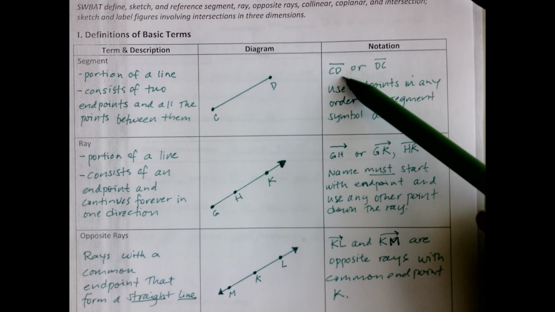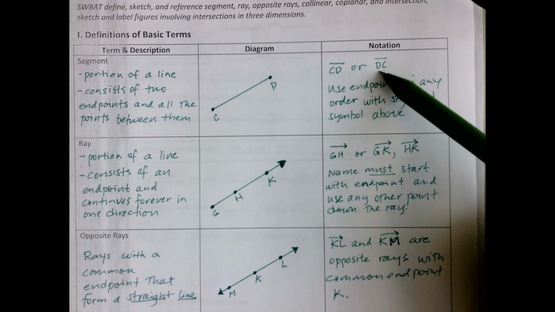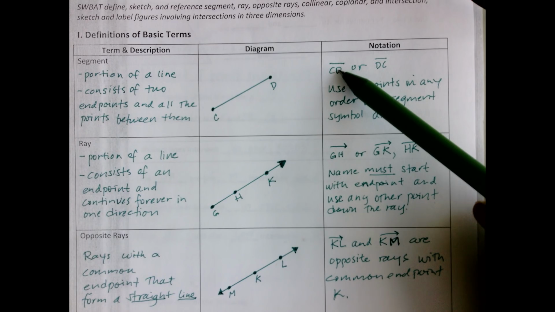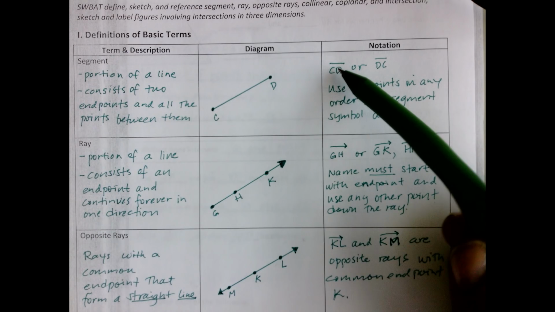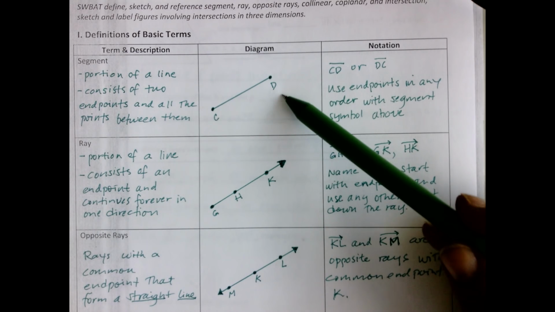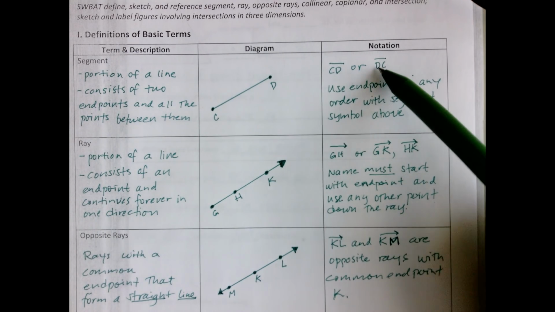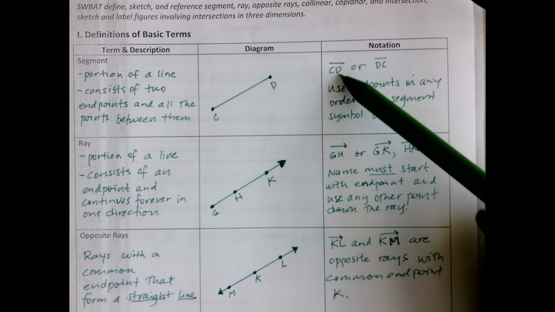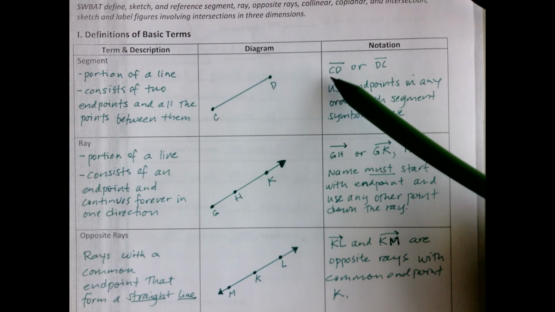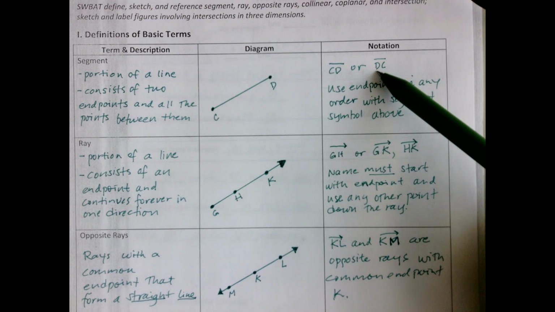You can name it CD or DC with segment notation on top. So segment notation, you're just drawing a tiny segment on top of whatever the name of the line is, okay? And you can use them in any order. So meaning you can use the letters in any order. You don't have to go CD only. It can also be named DC, and you'll see that, okay?